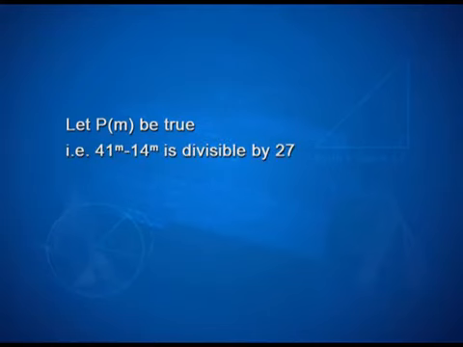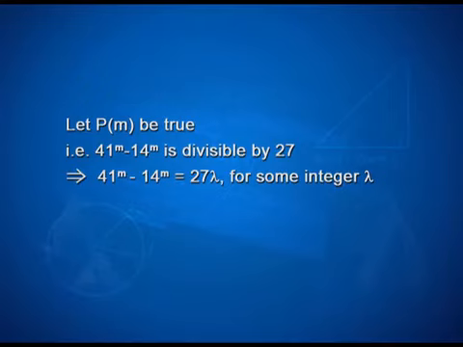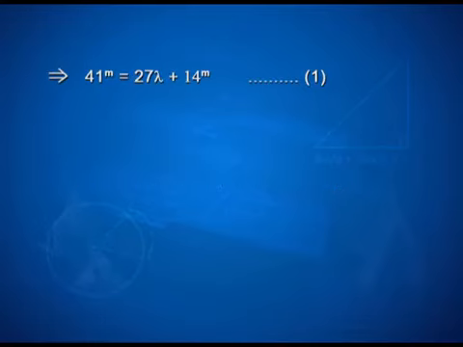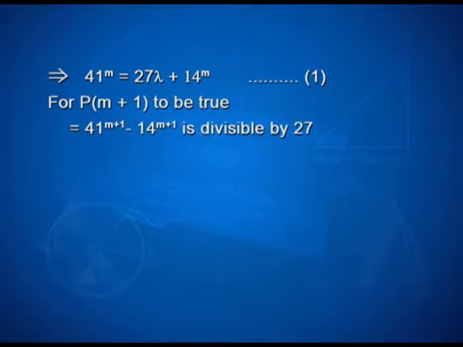Now, let P(m) be true, that is, 41^m − 14^m is divisible by 27. That implies 41^m − 14^m = 27λ for some integer λ. This implies 41^m = 27λ + 14^m. Take this equation as the first equation. For P(m+1) to be true, we have to prove 41^(m+1) − 14^(m+1) is divisible by 27.